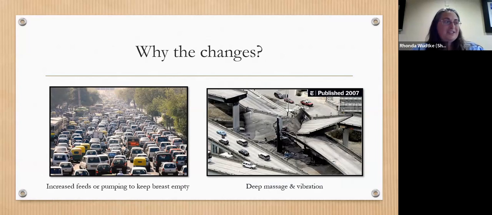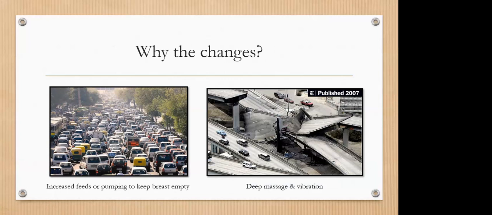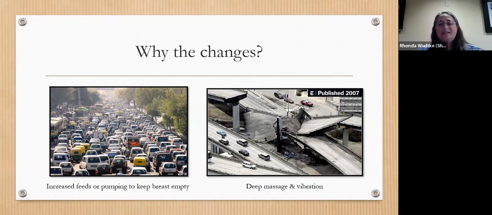So why these changes, right? Well, now here we have our 5, 6, I don't even know how many lanes highway that is. And look at all those cars. When we have narrow roads and too many cars, we can't get through. And the milk is the same. It can't get through those narrow ducts with all that bacteria or dysbiosis in there as well. And when we're increasing feedings, when we're keeping the breast empty, when we're using the haka, we're adding more cars than what the baby is asking for to be in the breast.